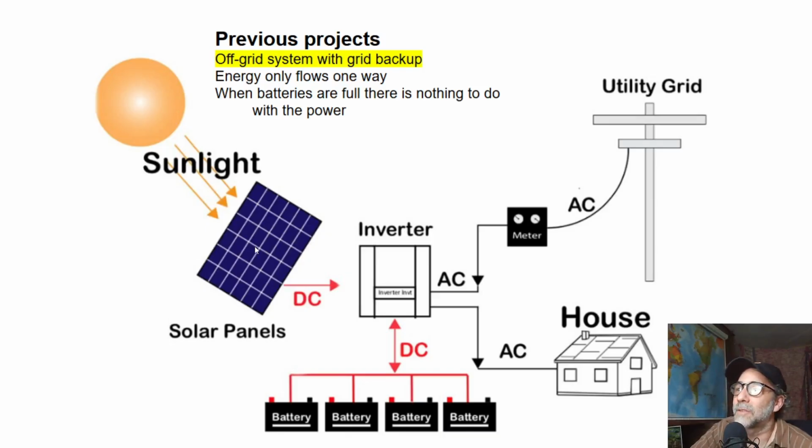Solar panels make electricity when the sun shines on them, and the only thing is that the solar panels make DC energy or direct current energy, and our houses use AC or alternating current energy.